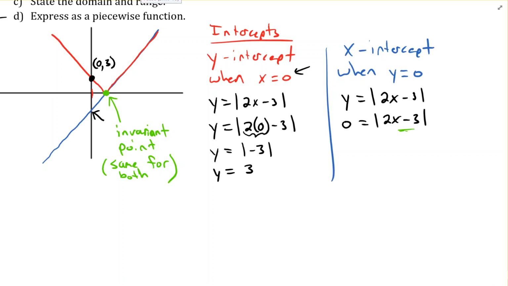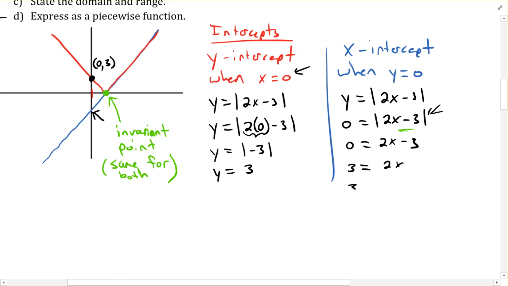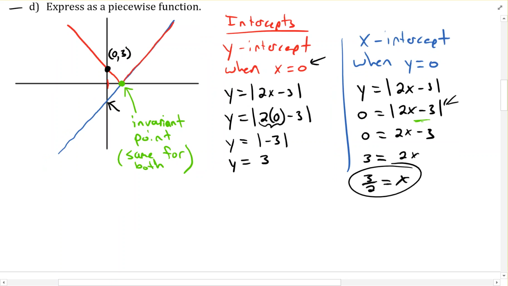So now that we know that, we can just solve for x like we normally would. We can even just drop those bars because they don't really matter, because we're looking for that invariant point. So we've got 0 is equal to 2x minus 3. We could say 3 is equal to 2x, and then 3 over 2 is equal to x. So that's where our invariant point is. If we go back to our graph here, when x is 3 over 2 and y is 0, that's the point where they flip, or where it starts going the other direction.